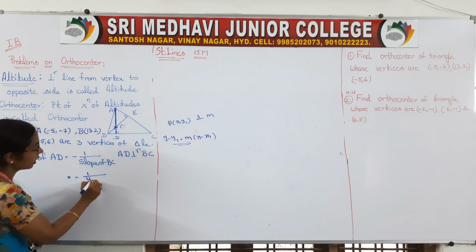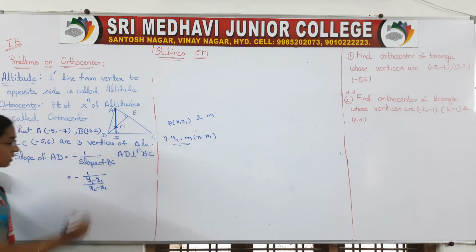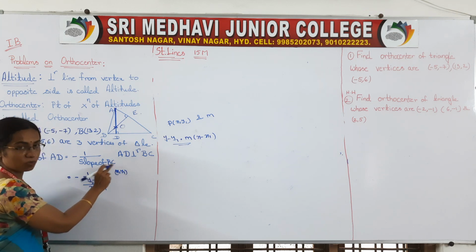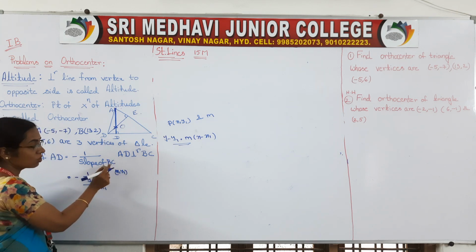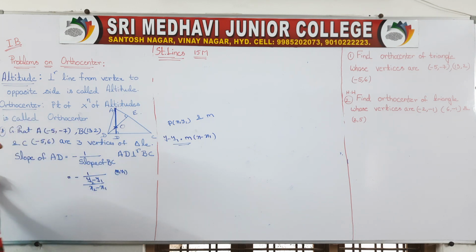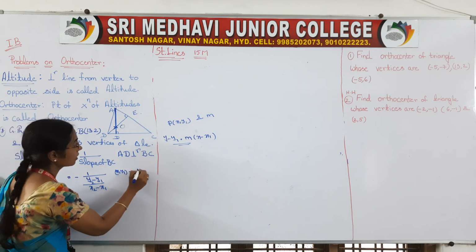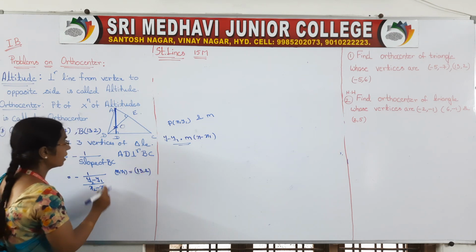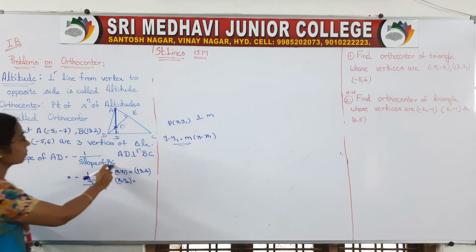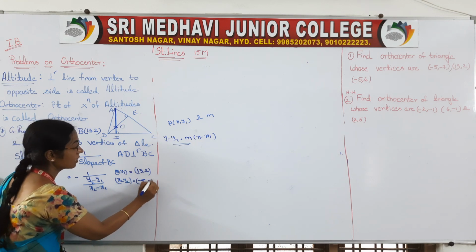What is the formula? y2 minus y1 by x2 minus x1. Here, what is your x1, y1? B point. We are taking slope of BC. So you consider B as x1, y1 and C as x2, y2. What is the B point? 13, comma 2. And what is your x2, y2? x2, y2 is the next point, C point, that is minus 5, comma 6.